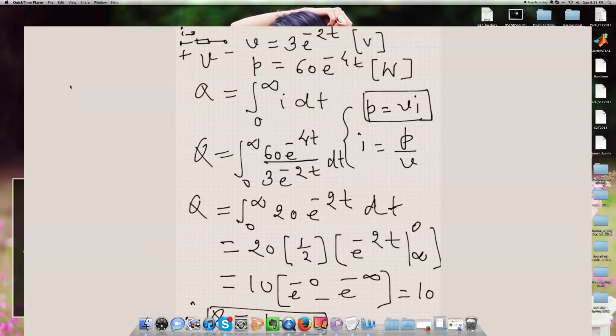To recap, this problem shows a situation where we have a device, a two-terminal device, an element, and we have information about the voltage and the current indirectly by way of voltage and power given to us, and we use the integral as we have been to determine the charge collected over a long period of time. That's the deal here.